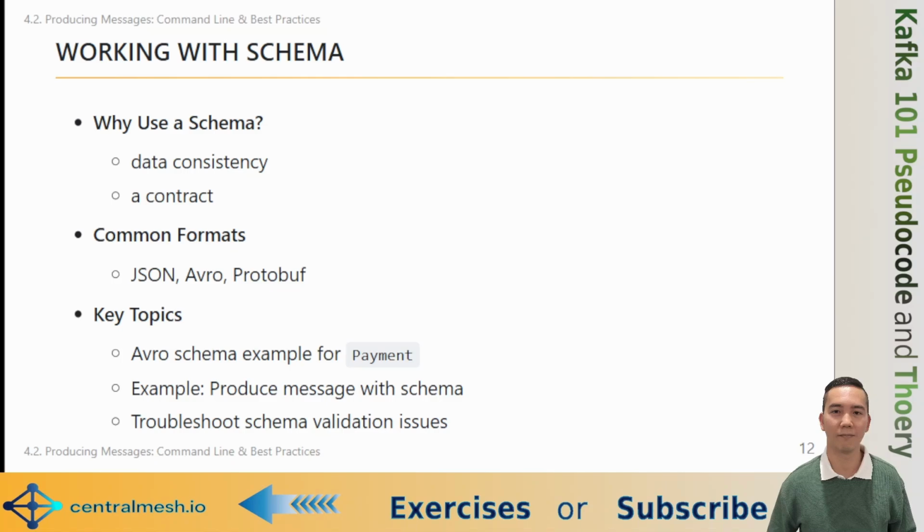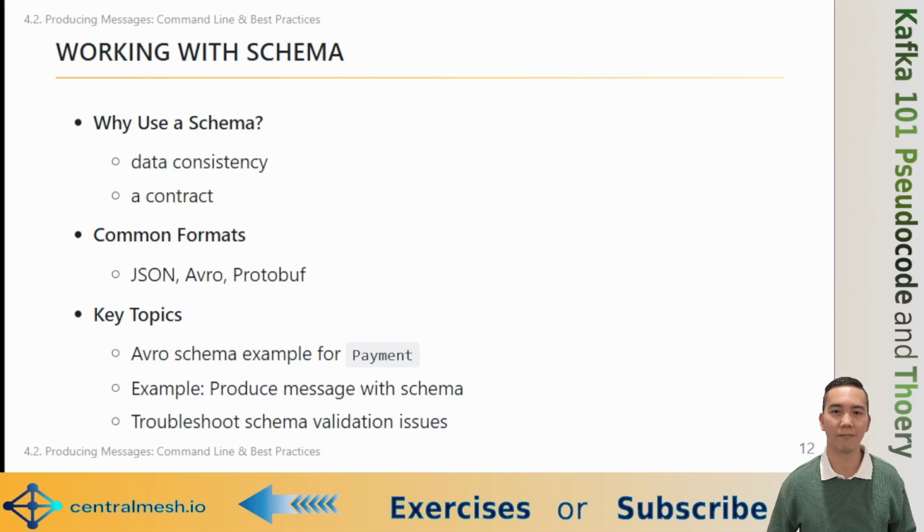On this slide, we'll cover three key things: how to define an Avro schema for our payment data, how to produce messages that follow this schema, and finally, how to troubleshoot schema validation issues, which can happen if the producer sends data that doesn't match the schema or if there's a version mismatch. Let's get started with the Avro schema example for payment.